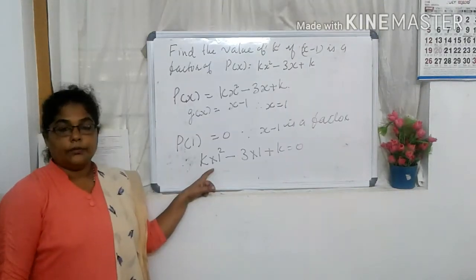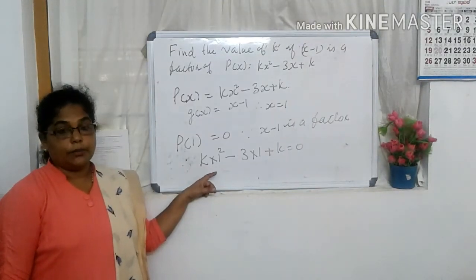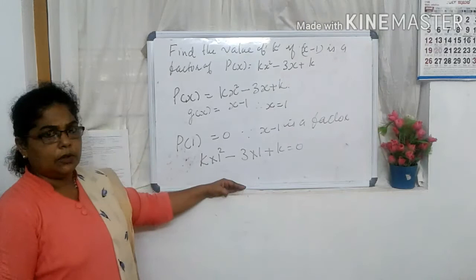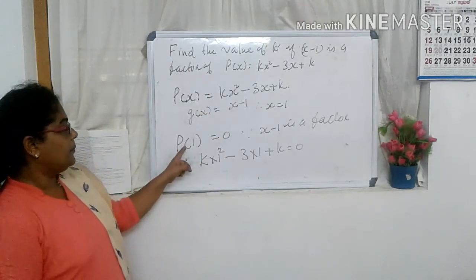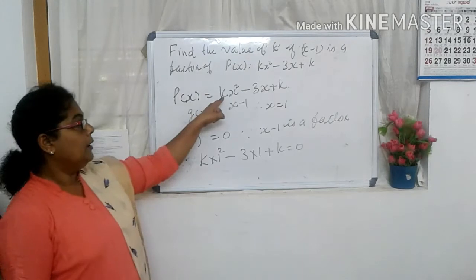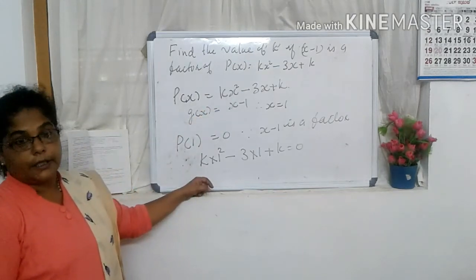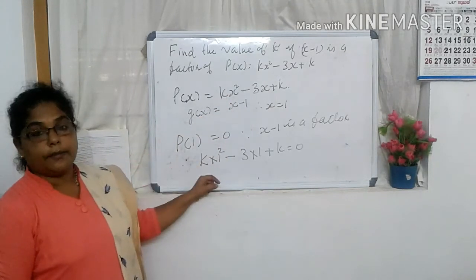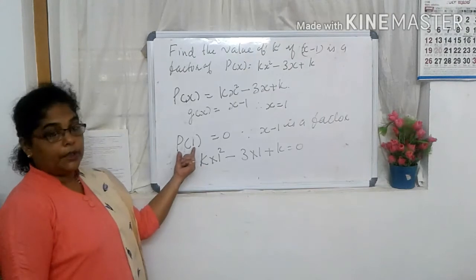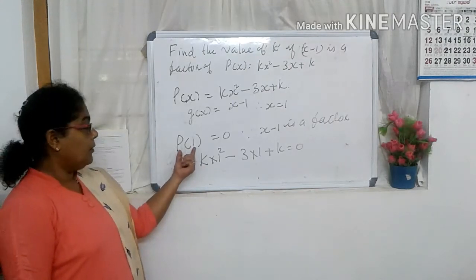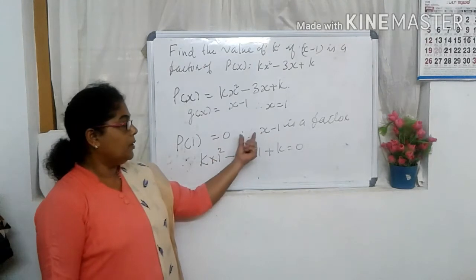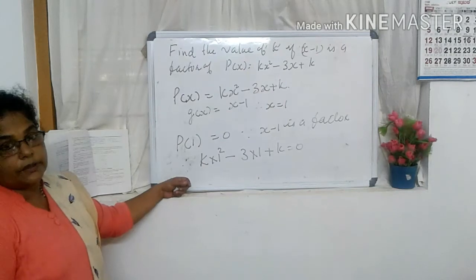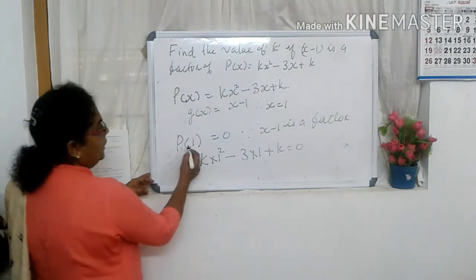Now, we can solve this question directly, assuming that x minus 1 is a factor. We learned this method already. It is a factor means p of 1 equal to 0. It is given that p of x is kx square minus 3x plus k, and x minus 1 is a factor of this. So what is the remainder? The remainder is 0. We learned the remainder is p of 1, so p of 1 equal to 0, because x minus 1 is a factor of p of x.